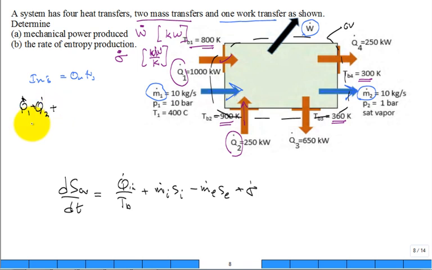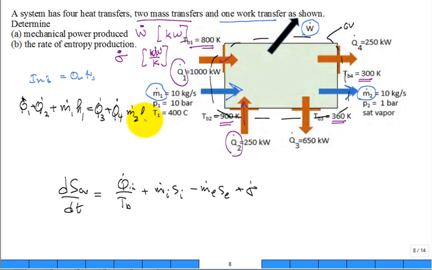Plus mass flow rate in at 1 times its enthalpy at 1. Is there any information about kinetic and potential energy coming in? No, neglect it. Any other ins? How about an out? Q dot 3 is an out. Q dot 4 is an out.